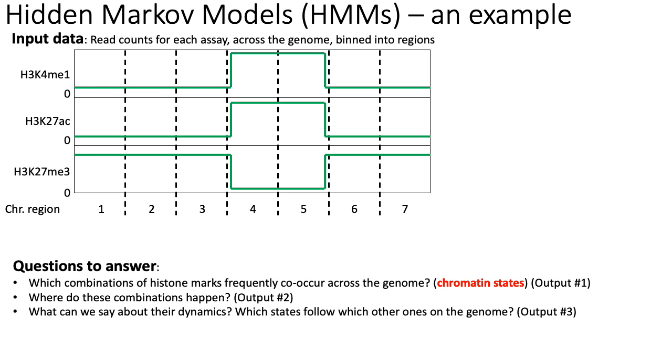And so finally, it also tries to tell you something a little bit about the dynamics of these chromatin states. And so it tries to tell you, for example, if you are in one state of chromatin for one region, what is the likelihood that the next state over is of state type A or B or C or whatever. And so it tries to give you some idea about which combinations of histone marks tend to follow other combinations of histone marks, for example. And so that's what I'm calling output number 3.